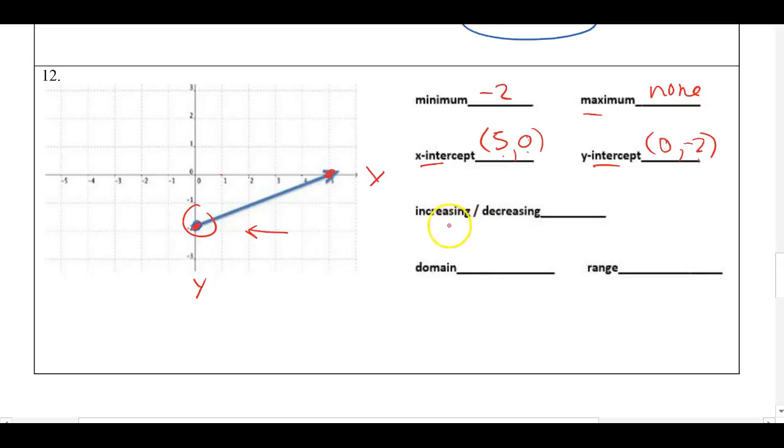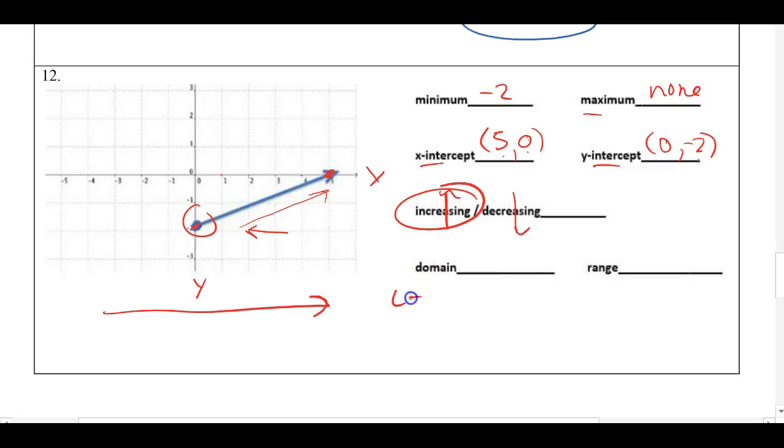Now, is this increasing or is it decreasing? So remember, as we go to the right, what is the function doing? And right now, it's going up, or it's increasing. So simply just say it's increasing.